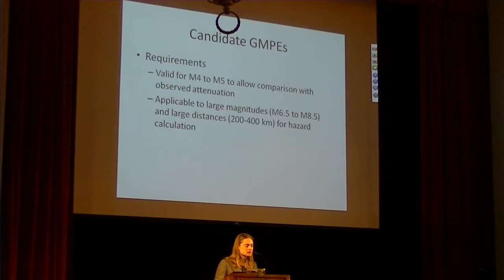Okay, so for our candidate GMPEs, there are two main requirements for the GMPEs in this area. The first is that they have to be applicable or valid for the lower magnitude range. And this is important because we're comparing with data in this range, so the models need to work in the low magnitude area. And they also need to be applicable to large ground motions.